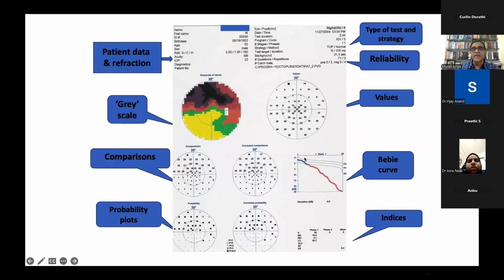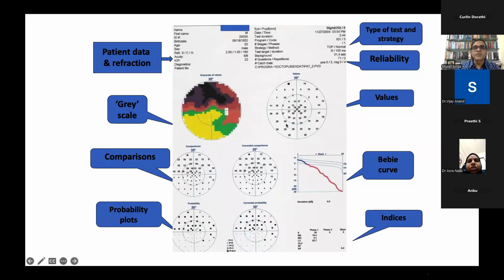And there's a ranking. Suppose, let us say, in the G program of the Octopus, 59 points are tested. The least deviated, rank number 1, is on the left. The most deviated, rank number 59, is on the right. And you also have the statistical indices called the MD, the loss variance, and corrected loss variance, which is the equivalent of the PSD and MD of the Humphrey.